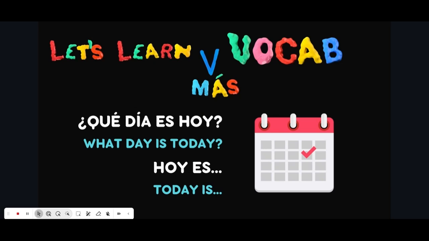More vocab. So the first one is, ¿qué día es hoy? ¿Qué día es hoy? ¿Qué is what? Día de es is, and hoy is today. Remember that silent H, hoy. ¿Qué día es hoy? What day is today? To answer that question, you would say, hoy es, and then give the day of the week, which we're going to learn next. So, hoy es blank.